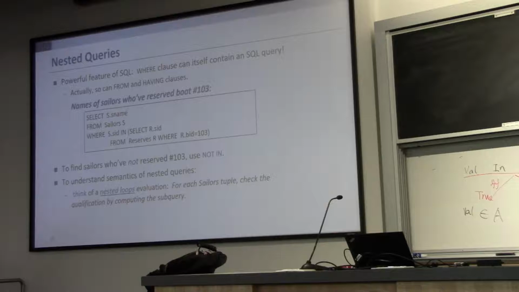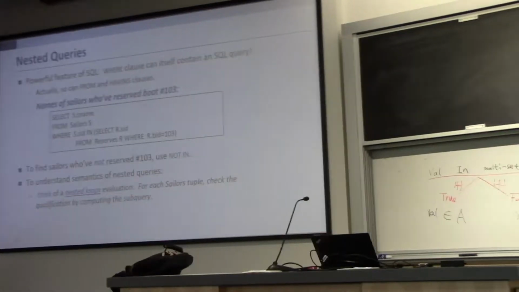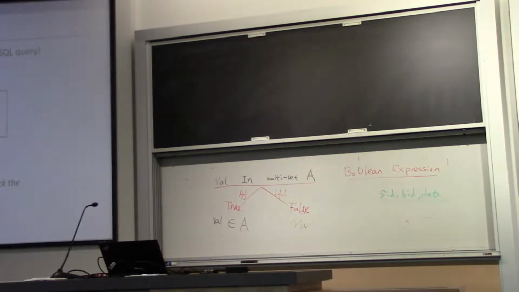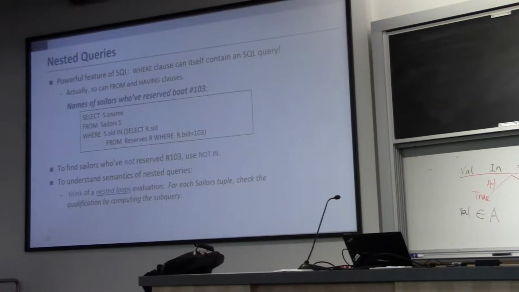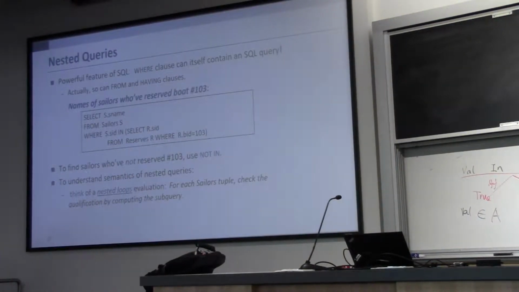Okay? That's kind of the way you understand this query. Does that make sense? That means that this query now should become super clear to you, right? What it does is the inner query finds the sailor IDs who reserved boat 103. And then the outer block simply goes through all the sailors one by one and checks if a particular sailor ID exists in that set or not. If it does, I output your name. If you don't, I ignore you. That's it.